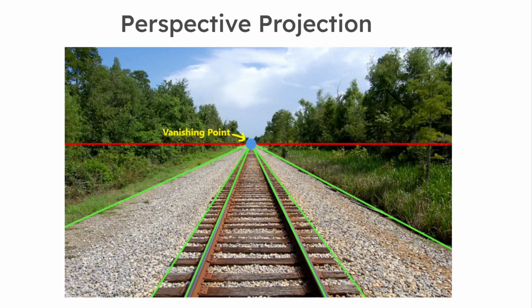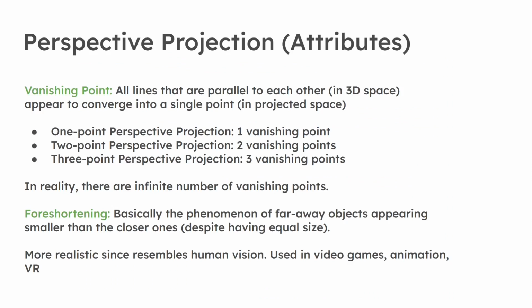This point is called the vanishing point. And by the way, don't confuse the vanishing point with the center of projection. These are two different things. Every set of parallel lines has its own vanishing point. For example, we usually talk about 1 point, 2 point, or 3 point perspective projection. These figures correspond to the number of vanishing points present, and thus the number of sets of geometric parallel lines supported.